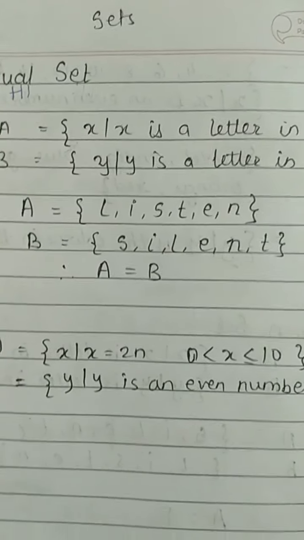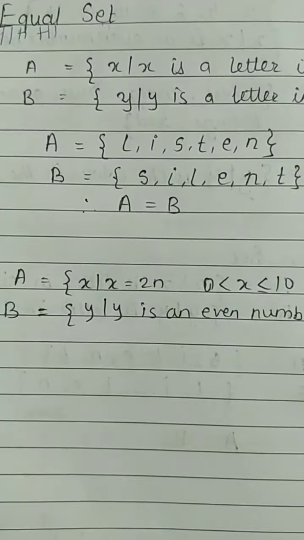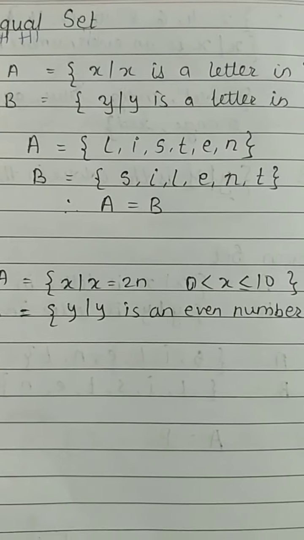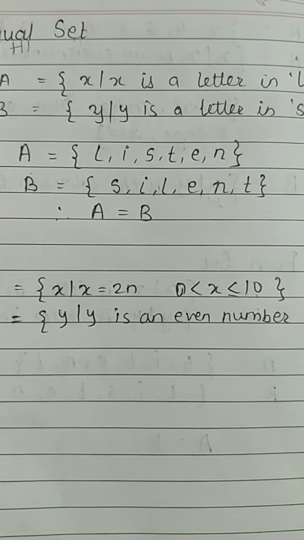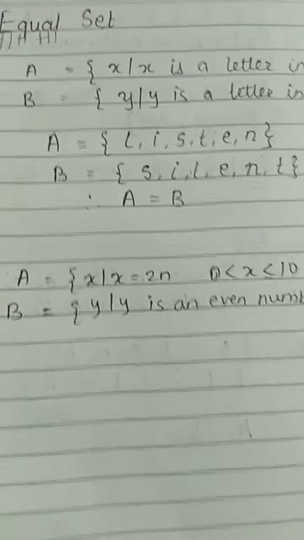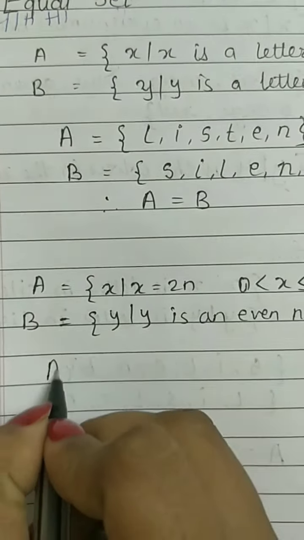Okay. Now let's see here. Now A is a set of all the x such that x is equal to 2n, and this value of n will vary from 0 to 10. Okay. Now let's write down all the elements of this set.